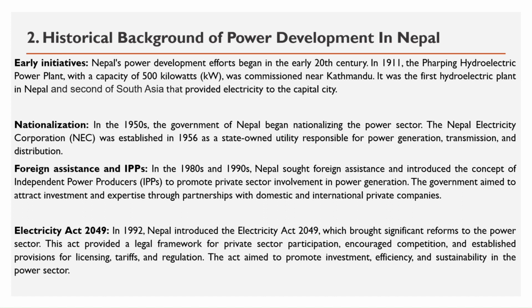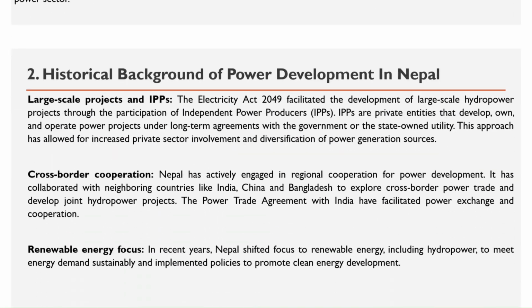Electricity Act 2049. In 1992, Nepal introduced the Electricity Act 2049, which brought significant reforms to the power sector. This act provides a legal framework for private sector participation, encourages competition, and establishes provisions for licensing, tariffs, and regulation. The act aimed to promote investment, efficiency, and sustainability in the power sector.